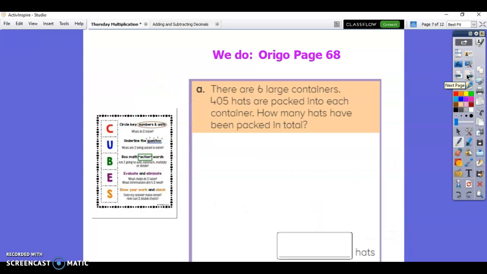Next one. All right. So here is another one from our Orgo practice. It is a we do. So there are 6 large containers. 405 hats are packed into each of the containers. How many hats have been packed in total? This one is simple. You only have 6 large containers. In each of those containers, there is 405 hats. Pause the video here and see if you can solve the answer.